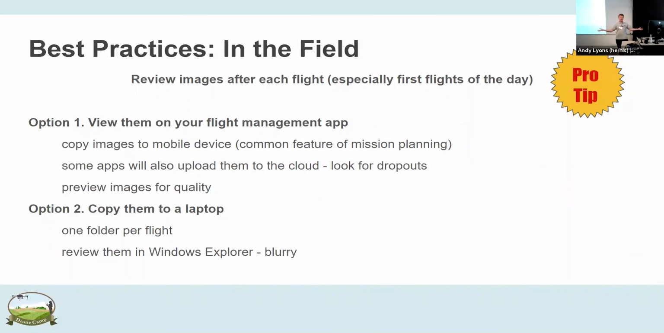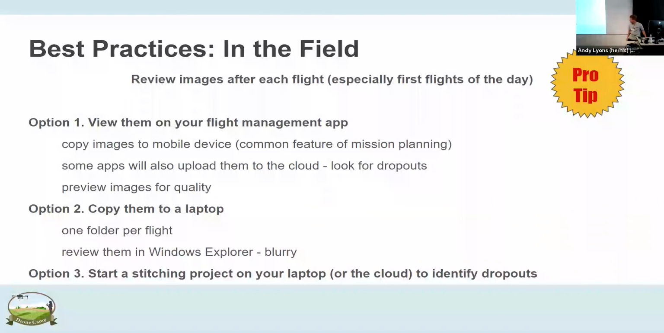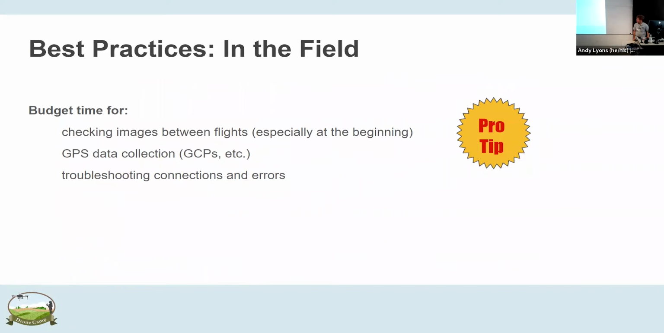Just previewing the images in your Windows photo app, you can see, is this clear? Is it blurry? That by itself will give you a bit of information. If you can start stitching the images, a lot of these stitching programs have a quick stitch function. At least you can see, oh, we lost a whole flight line here. We're going to have to repeat that, right? So that's a reason that you can start processing.